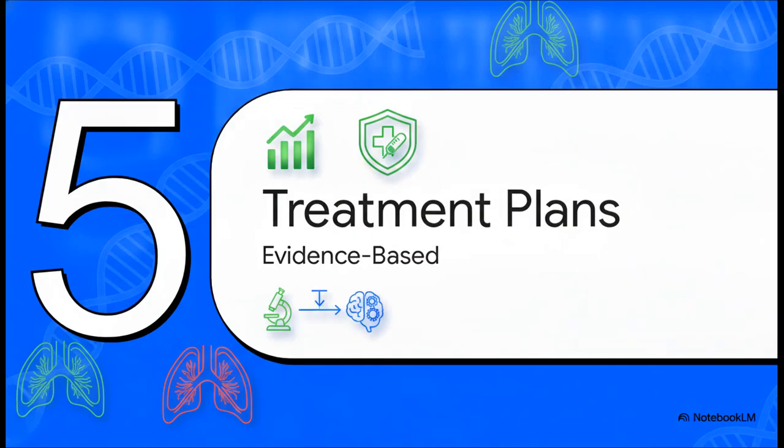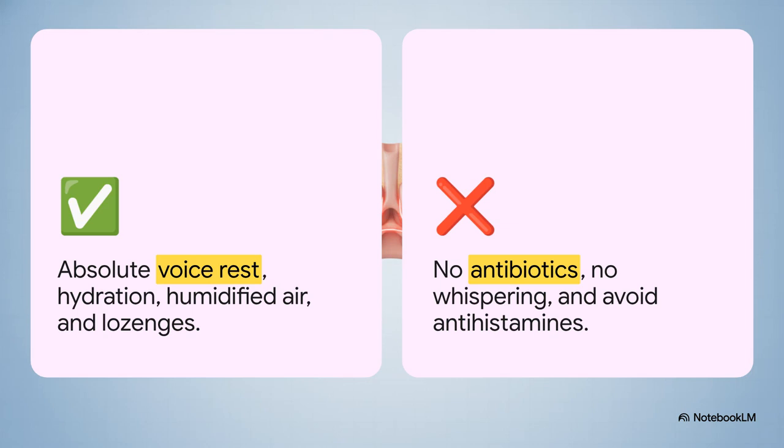And finally, Section 5, Evidence-Based Treatment Plans. Let's do some evidence-based myth-busting for acute treatment. Your frontline interventions are actually just simple supportive care. Absolute voice rest, systemic hydration, humidified air, and throat lozenges to soothe the mucosa. But just as important is what you should not do.